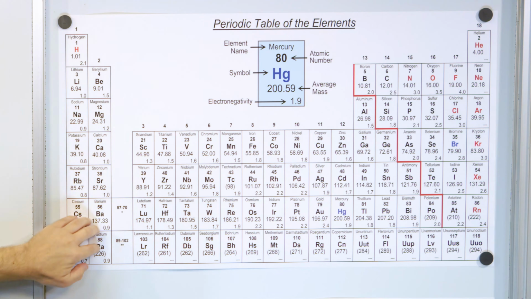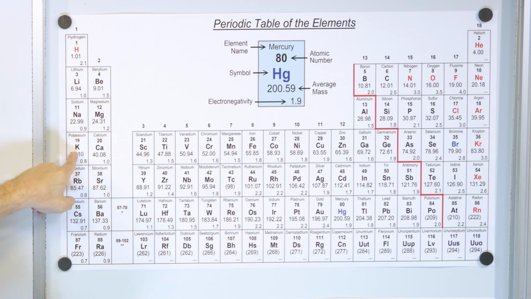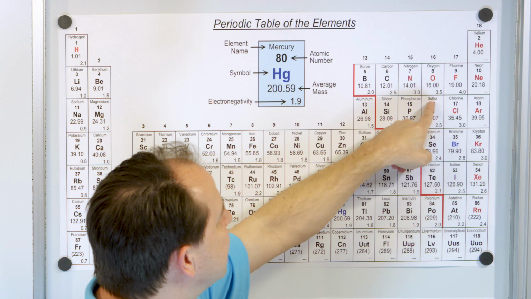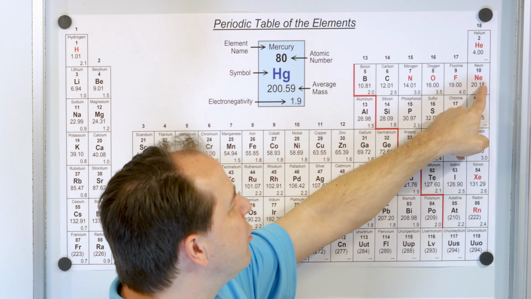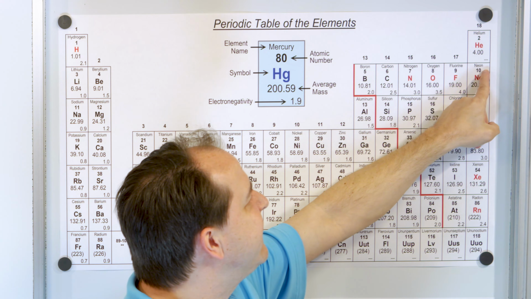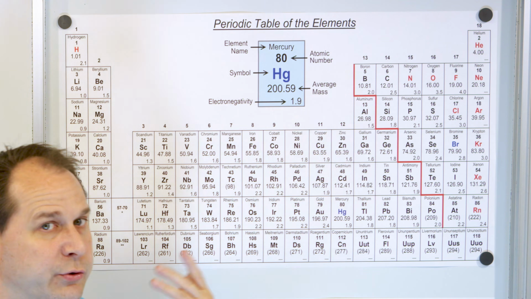Now over here on the left-hand side of the table, these elements theoretically could try to gain electrons to look like a noble gas, but that's a lot of electrons. Sodium would rather lose an electron and look like the nearest noble gas, which is neon. Neon has 10 electrons, but sodium has 11. It would be easier for sodium just to lose an electron.